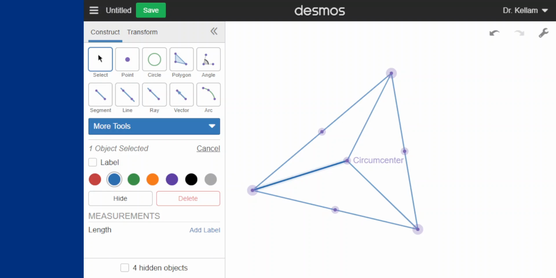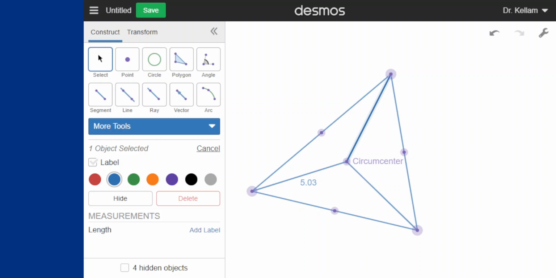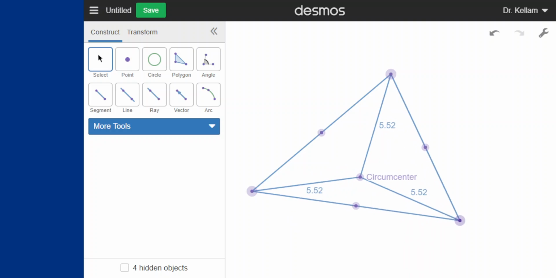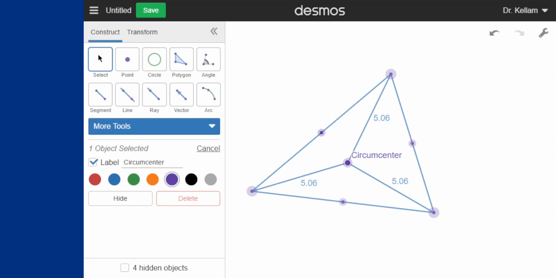Now these 3 segments all have the same length. And they all have the same length because of the fact that we are dealing with perpendicular bisectors. Remember, any point on a perpendicular bisector is the same distance from the endpoints of the segment itself.